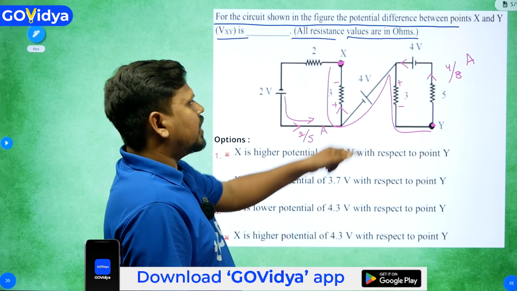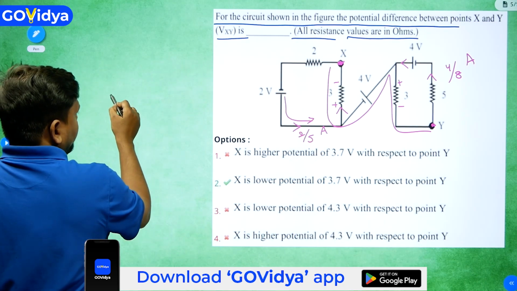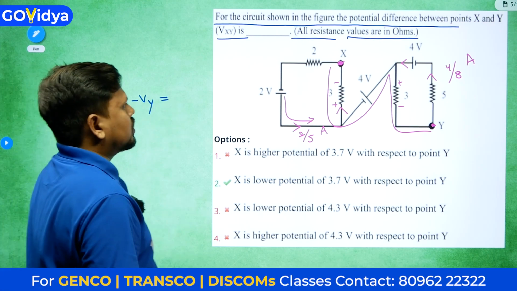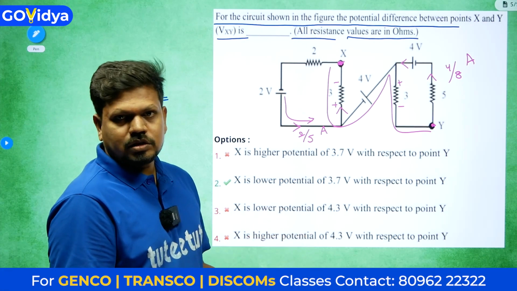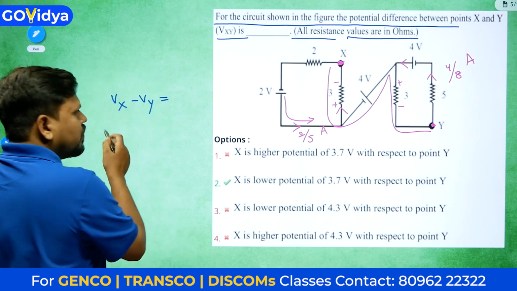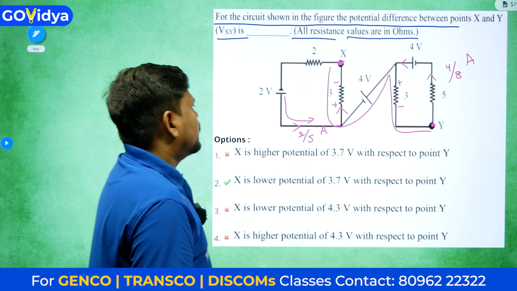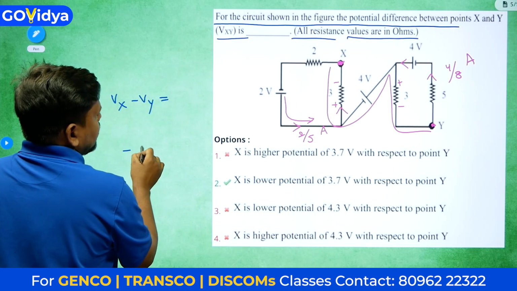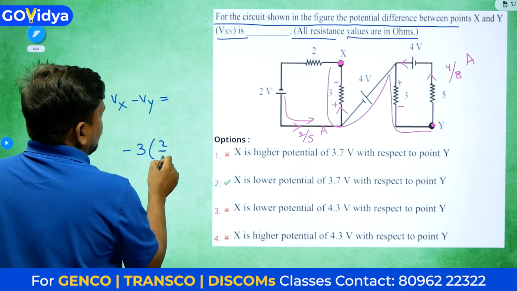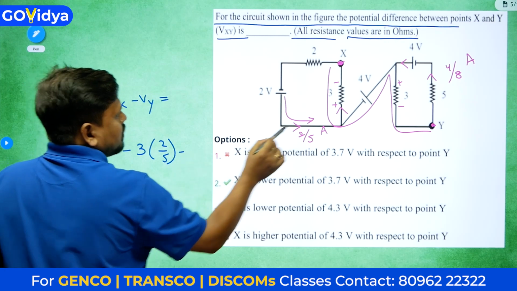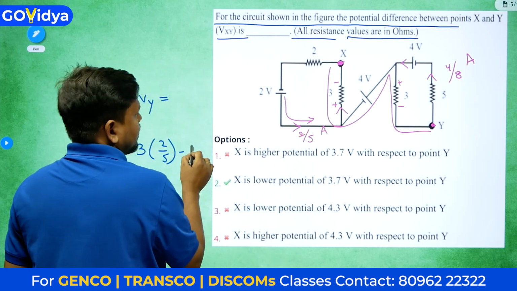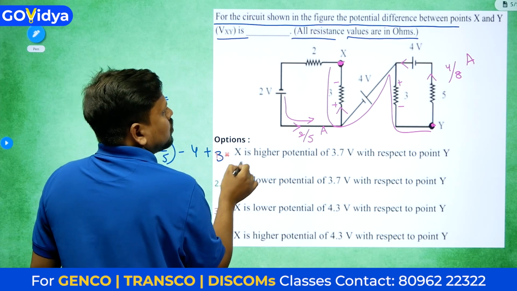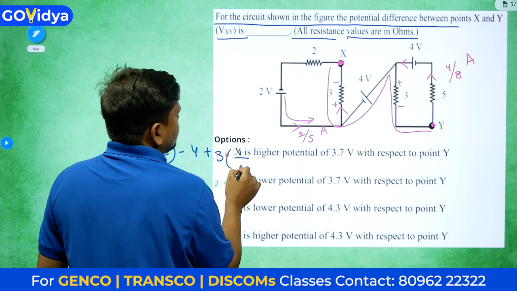From X to Y we need to write down Vx minus Vy. So Vxy is nothing but minus 3 into 2 by 5. Here first minus is coming, next plus. So minus 4, next plus 3 into 4 by 8. 4 by 8 means 1 by 2.